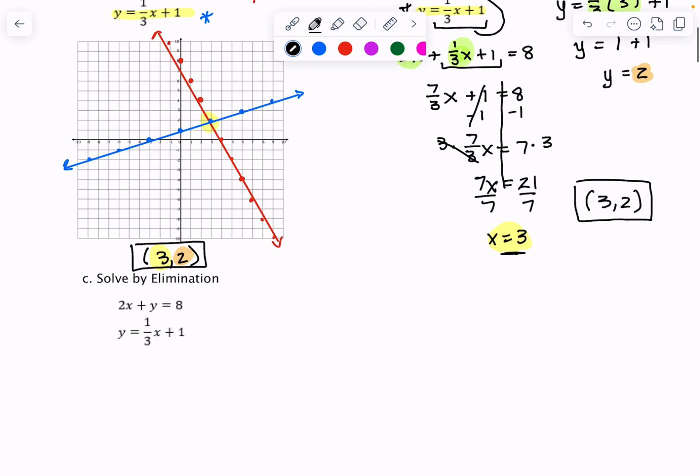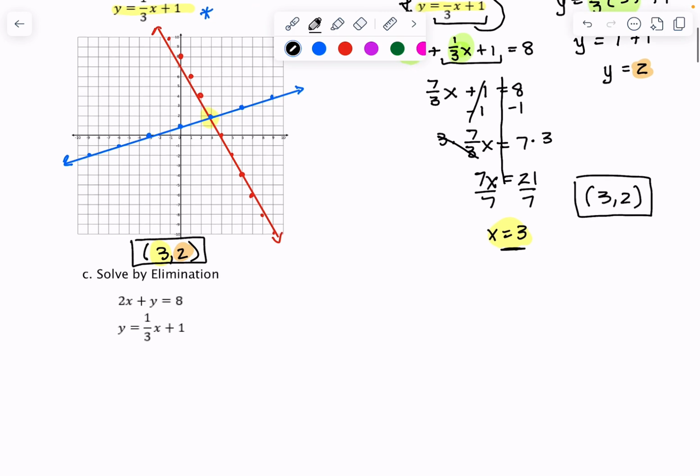For part C, we're going to solve by elimination, which is going to be really challenging because when we do elimination, we have to line up our x's and y's. So for this, I'm going to go ahead and rewrite. I'm going to keep the 2x plus y equals 8. But I'm going to rearrange the bottom equation, so I've got the x on the left side. So I'm just going to subtract that 1/3 x over. And I end up getting negative 1/3 x plus y equals 1.